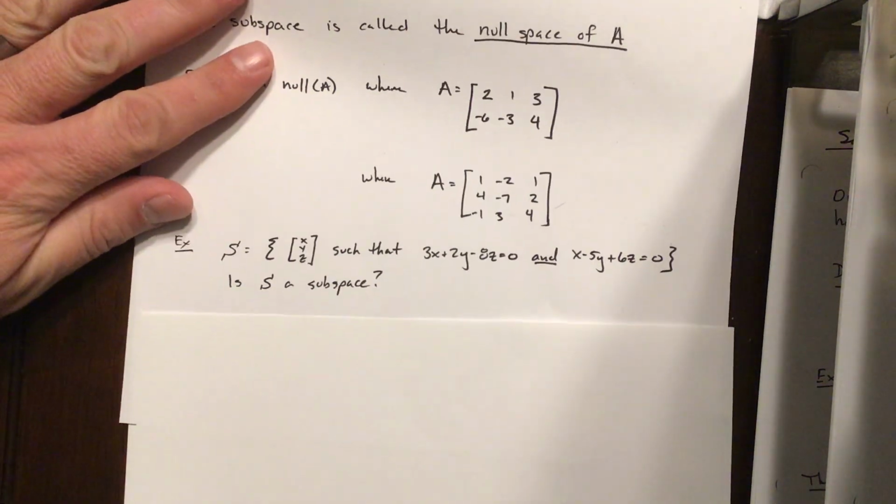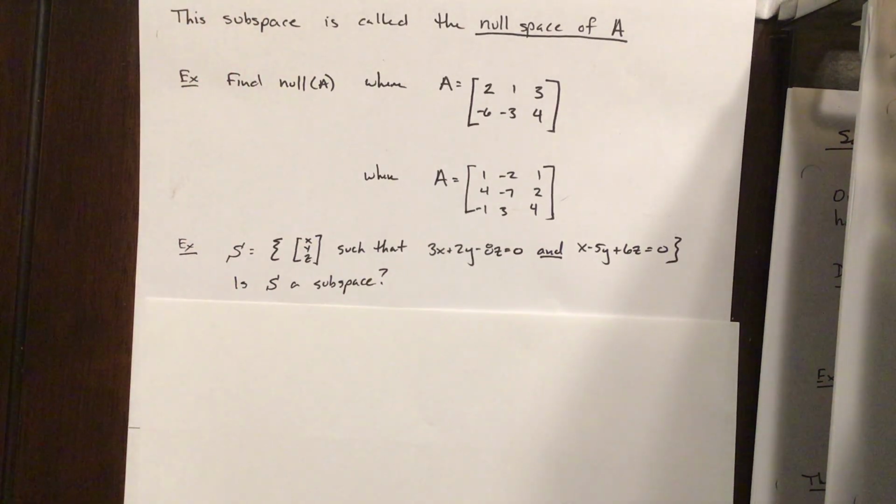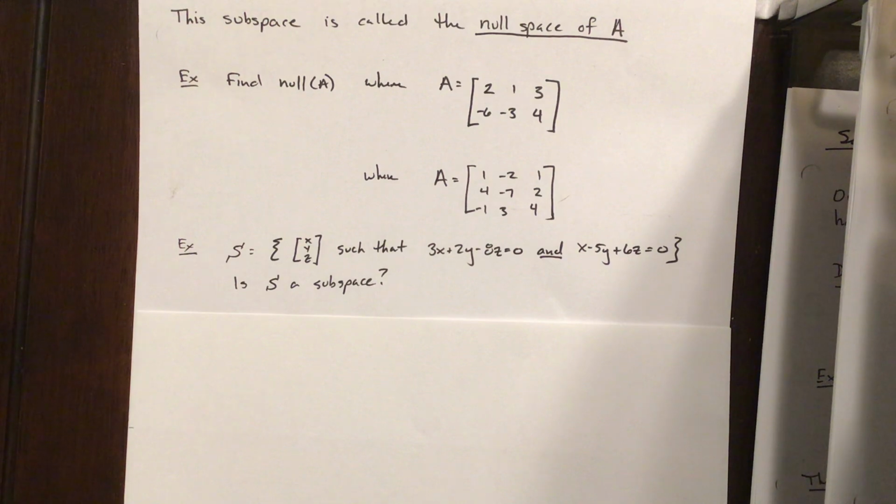Next, look at the set S of vectors x, y, z such that 3x plus 2y minus 8z is 0 and x minus 5y plus 6z is 0. Is that a subspace? Okay, so there's a couple different ways to approach this problem. There's a direct way. Okay, and so let's try the direct way.